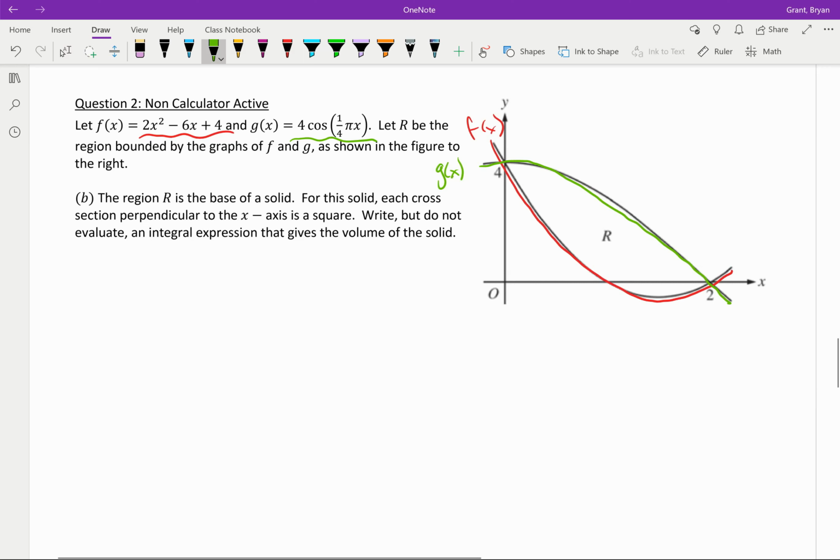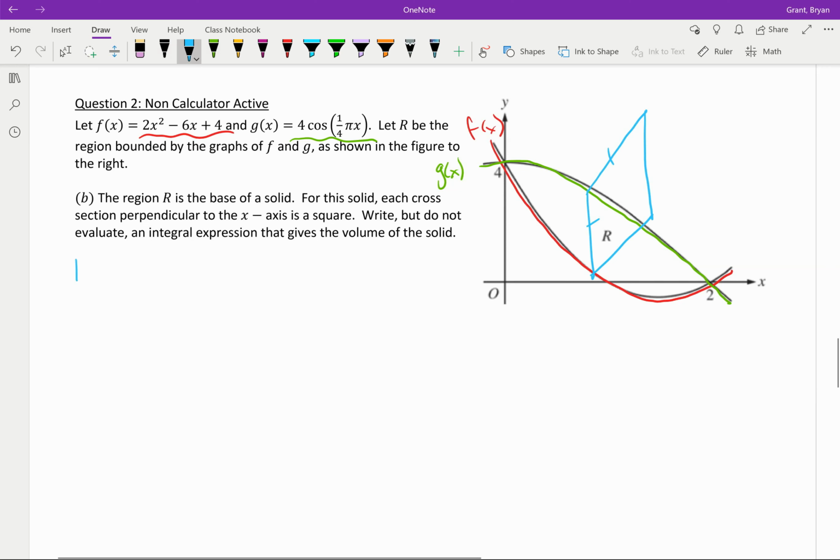Okay, what are we trying to do? Each cross-section perpendicular to the x-axis is a square. Oh, this is exciting. It's the same thing again. So let's do the same thing. First thing is I'm going to draw a square. Looks something like this. Great. It's a pretty good square too. I'm proud of myself. The base is going to be the green function minus the red function.